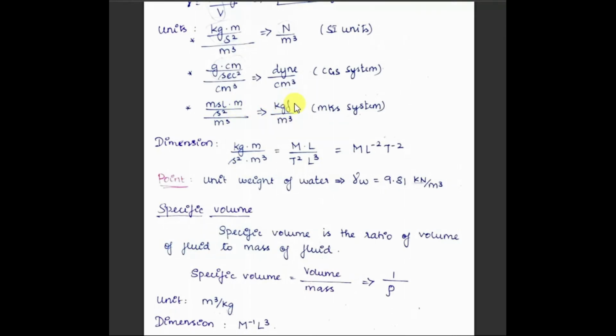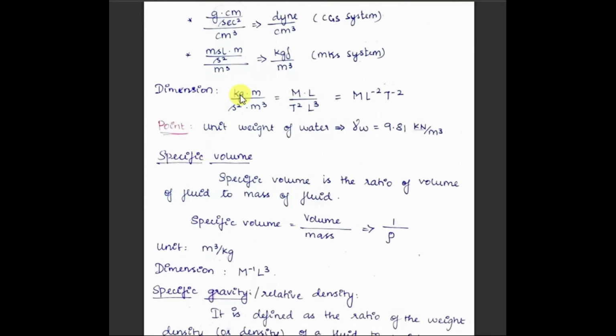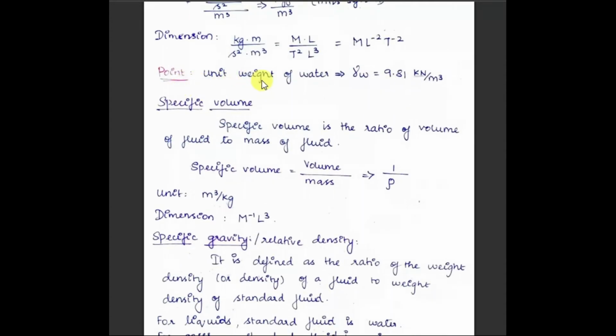So the unit is kgf per meter cube in the MKS system. The dimension of this property, specific weight, is: for kilogram we write M, that is mass; for meter we write L, that is length; for second square we write T square, that is time; and for meter cube we write L cube. So cancelling, we get M L power minus 2 T power minus 2. The point to be noted here is that the unit weight of water is 9.81 kilonewton per meter cube.